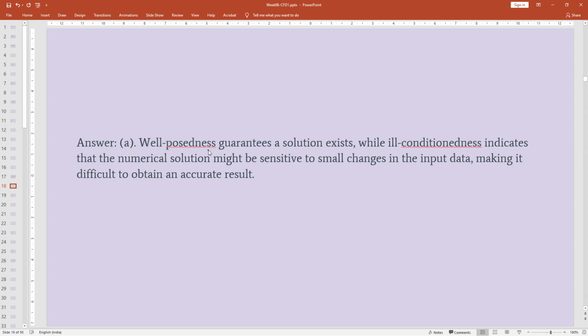So while well-posedness only indicates that there will be a unique solution, how to reach that unique solution will depend upon the conditionedness. When the system is ill conditioned, any small changes in the input data or the boundary conditions will affect the system such that it will be difficult. It's not impossible, but it will make it difficult to obtain accurate results. That's what ill-conditionedness is.